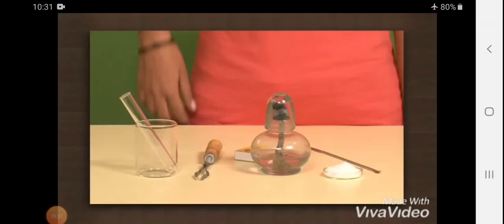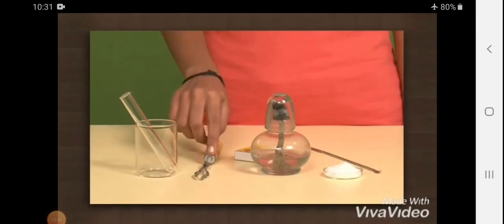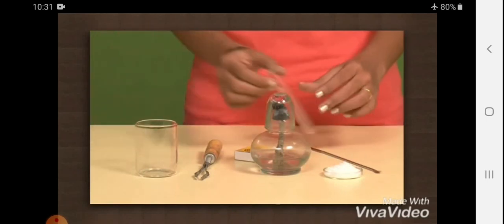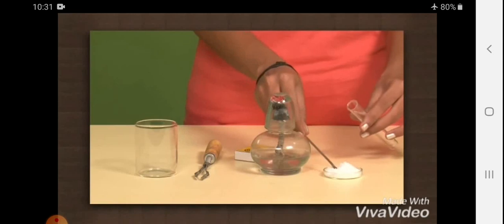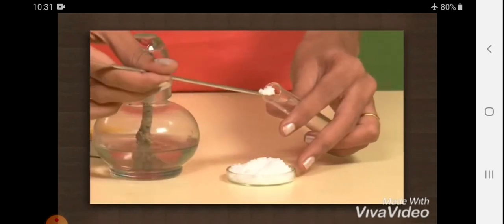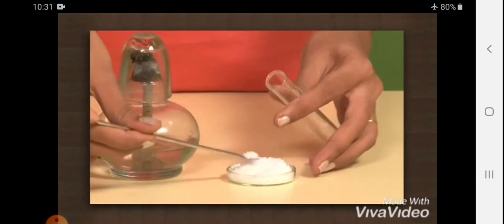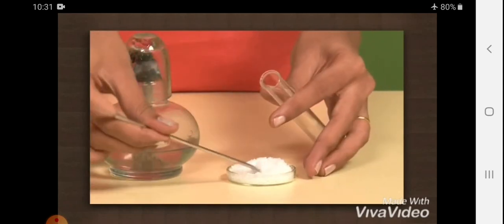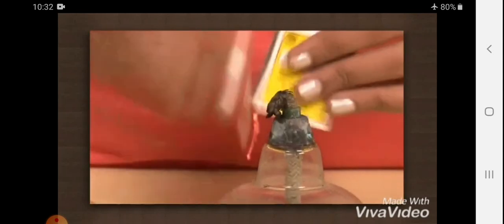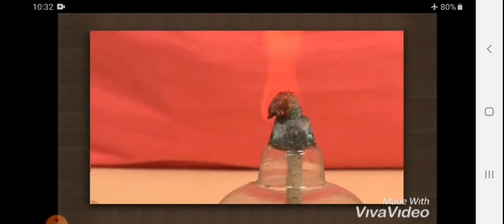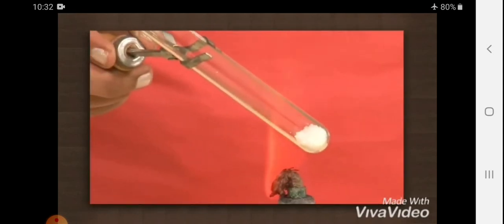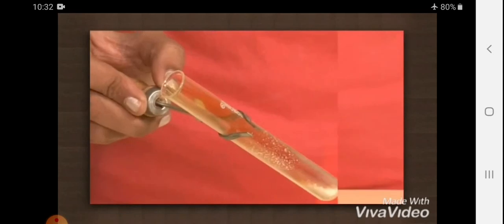Okay, for this thermal decomposition reaction, we need a test tube holder, a beaker, a spirit lamp, and lead nitrate, and a spoon. We will take 3 grams of lead nitrate in a test tube, and we ignite the spirit lamp. We should heat this lead nitrate very carefully, with the test tube a little tilted towards the flame.